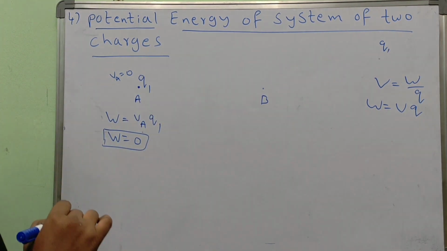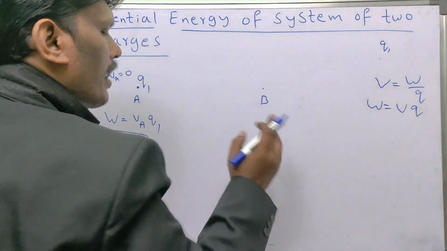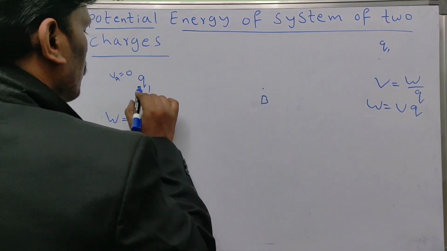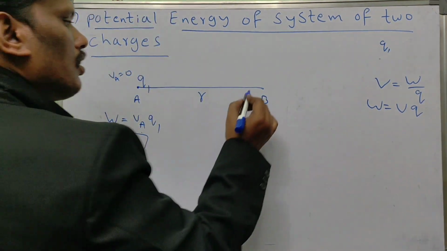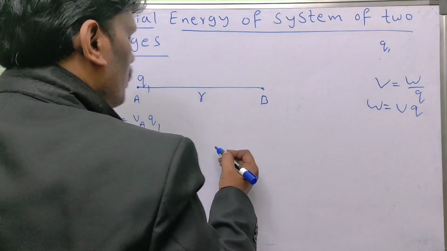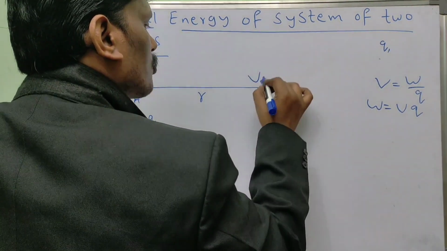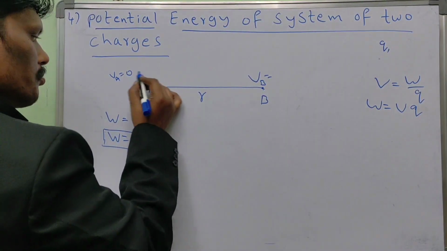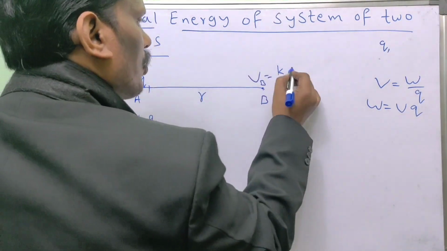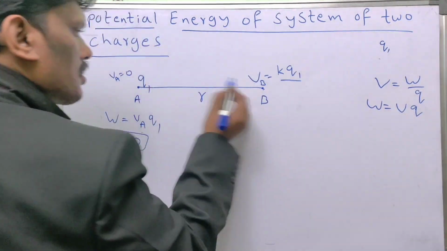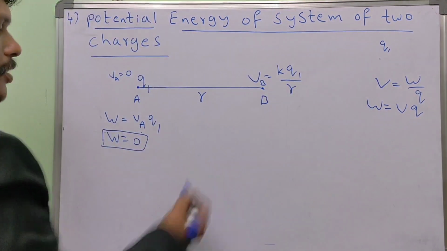Now, because of this charge in this region, point B has a potential. I am going to consider point B's distance from point A is R. Then what is the potential at point B because of this charge? Already we know the potential at point B because of this charge is K into Q1 upon R, the distance from the point. That is the potential at point B.